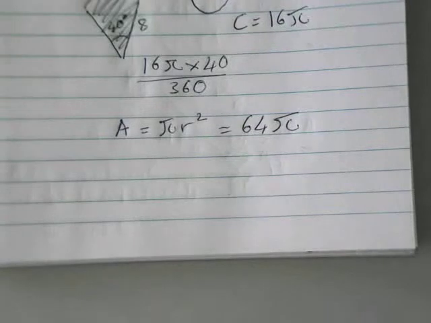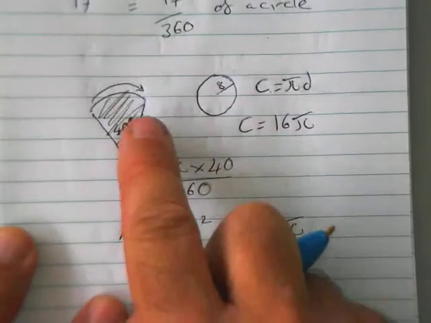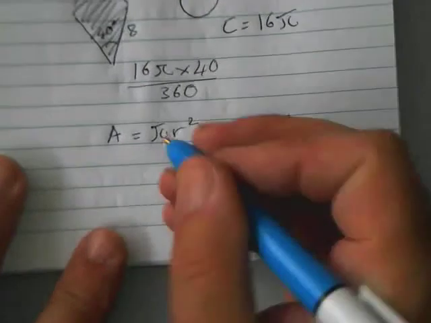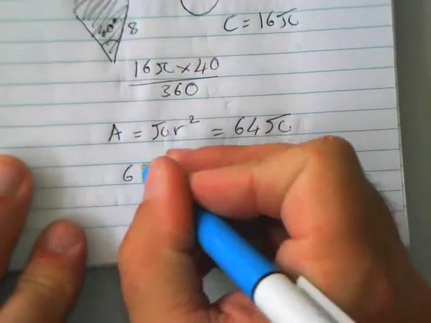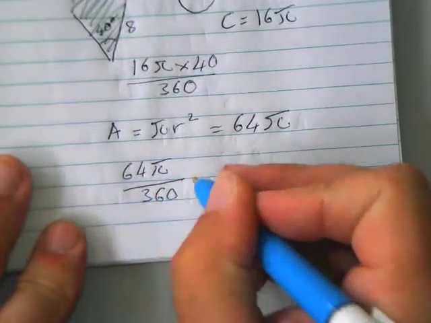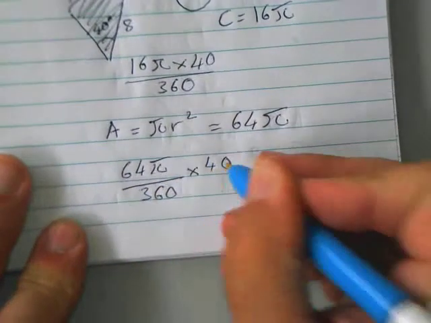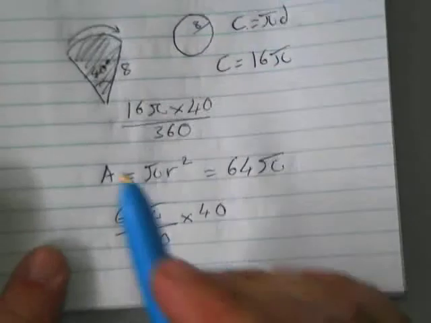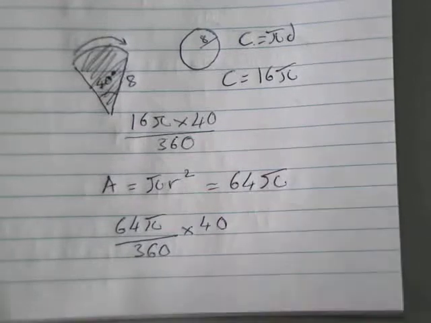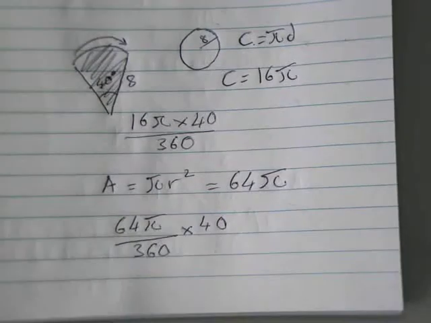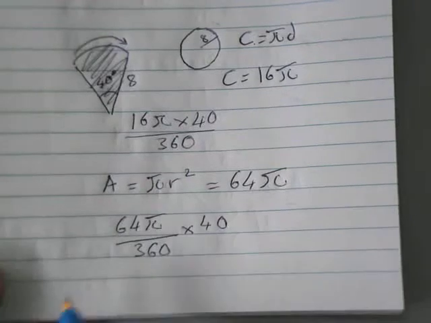Okay, so now if I want the area of my little chunky bit here, what am I going to do? Well, what I'm going to do is go 64 pi, the whole circle, divided by 360 times by 40. And that's how I find the area of a sector. It all makes sense, because all this is a chunk of a circle. It's a bit of a circle. If it was half a circle, I'd times by half. Yeah? And that's how that works. Okay, so you get that idea.